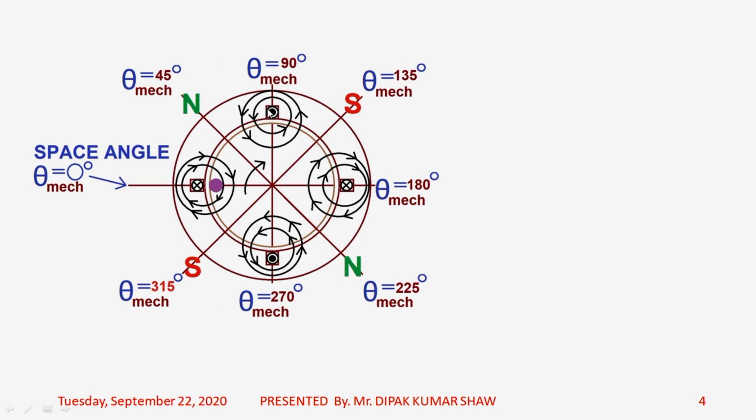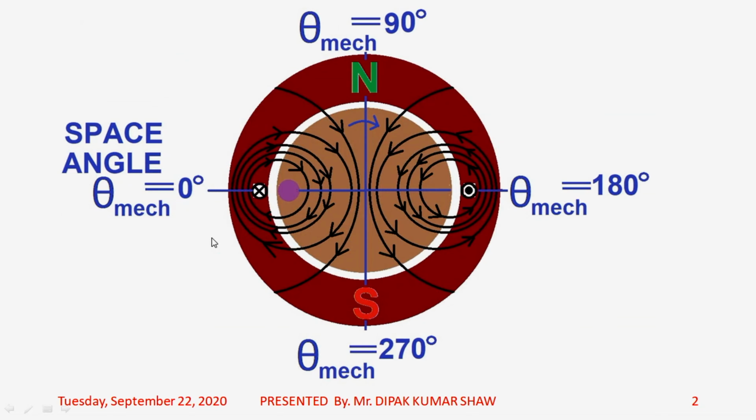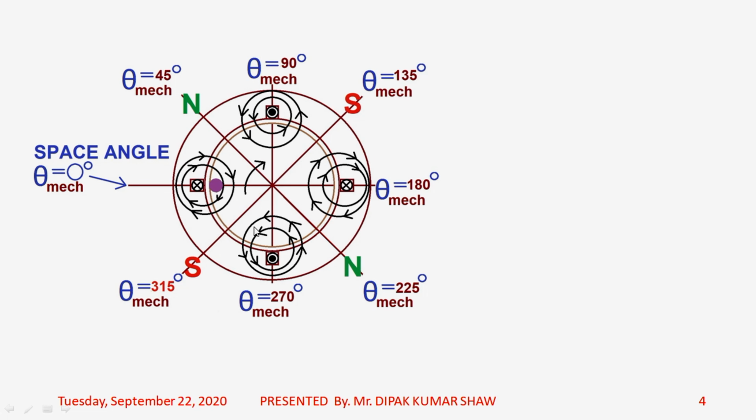So you have 1 coil which is placed like this, and another coil which is again placed at a distance of 90 degree along the stator core periphery. For this 4 pole structure, the previous diagram which we have seen was depicting the 2 pole structure, and this particular diagram is depicting the 4 pole structure. Now for this 4 pole structure, you will as usual be able to plot the magnetic lines of flux by applying the right hand grip rule.